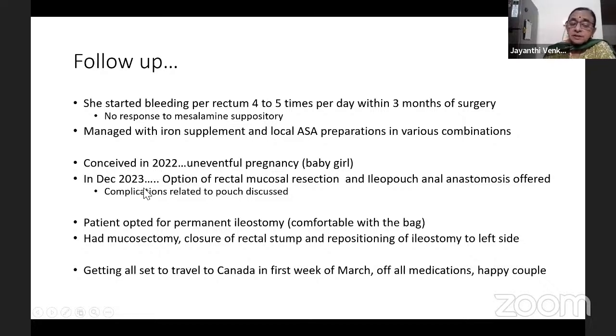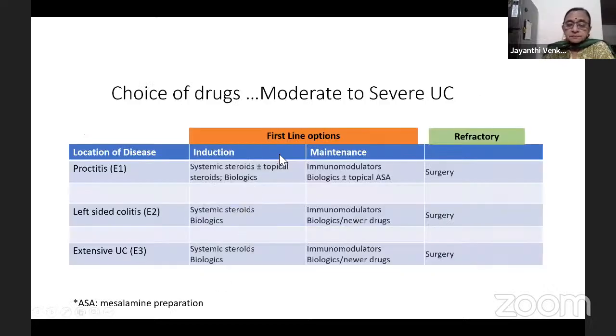And in 2023, an option was given to her whether she would go for an ileal pouch anal anastomosis. All the points for and against were discussed. And she, however, preferred a permanent ileostomy because of the problems that were disclosed to her about pouchitis. And now she's ready to travel back to Canada in the first week of March.